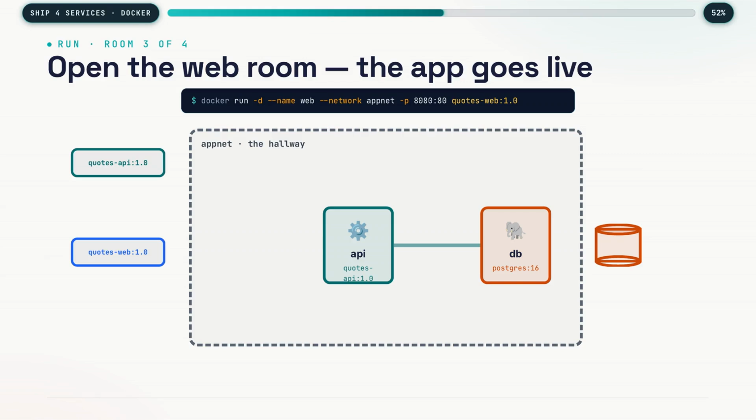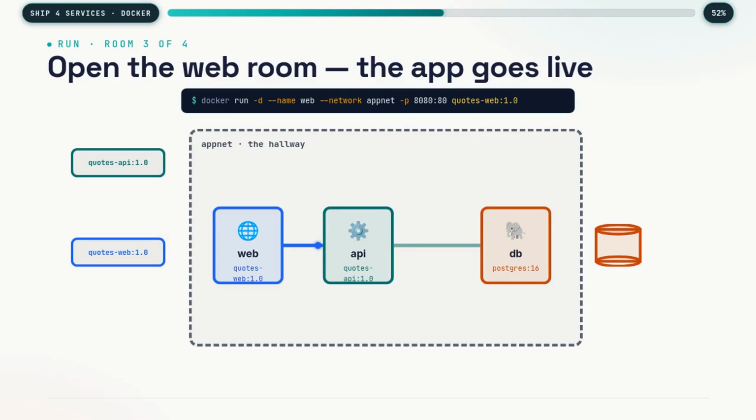Docker run, name it web on appnet, publish 8080:80, that's the port your browser will hit. Watch the web room appear on the left of the hallway. There's the web room, blue. Now all three core services are sitting in the same hallway, web, API, DB, plus the locker still bolted to DB on the right. And the link forms, web reaches API through the hallway, packet flowing along the blue line. That's the request path your browser takes, web to API to DB.